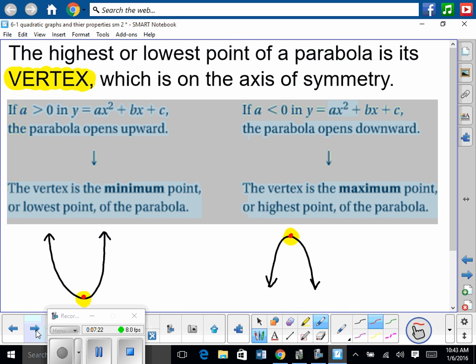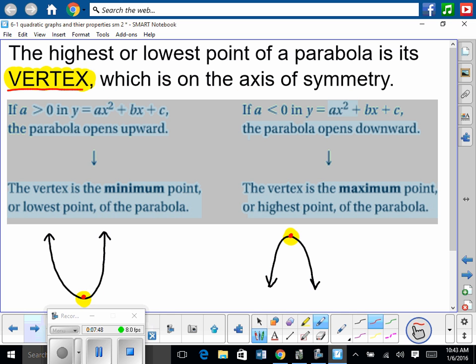Okay, so now you guys know that a parabola can have a lowest point or highest point. By definition, this is called a vertex. So you're just going to have to know that. I'm going to say find the vertex. You have to be able to say, I know that means to find the highest point or lowest point on my parabola. So once again, the highest point or lowest point of a parabola is by definition called a vertex, which is on the axis of symmetry.